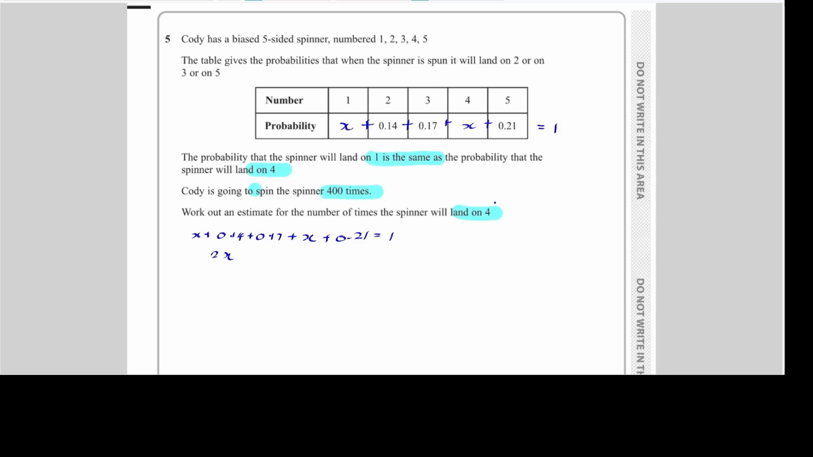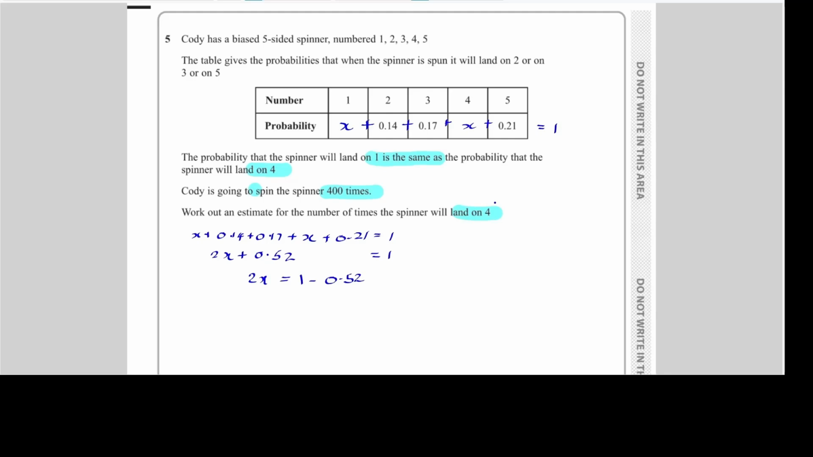Let's add this using the calculator. 0.14 plus 0.17 plus 0.21 equals 0.52. So 2x plus 0.52 equals 1. Now we need to get what x is. Therefore, I'm going to send this one to this side. When it is crossing this equal sign, it becomes negative. So 2x equals 1 minus 0.52.